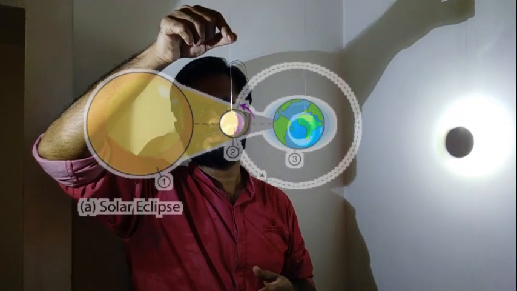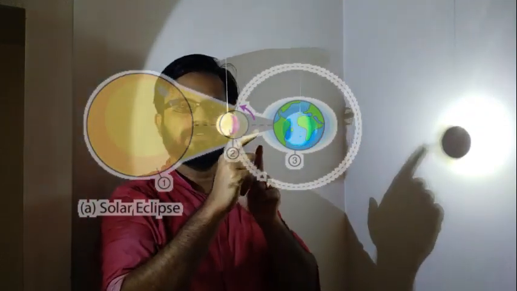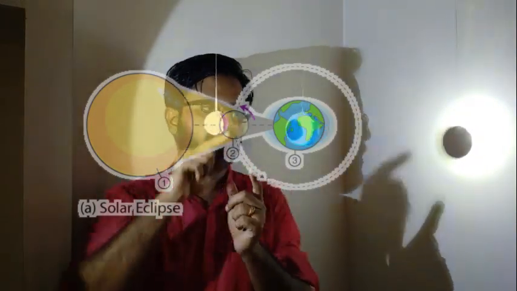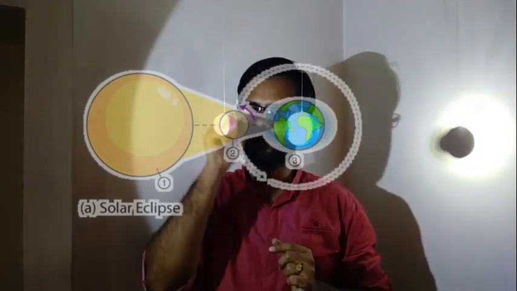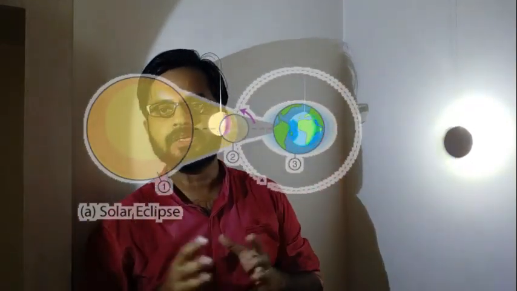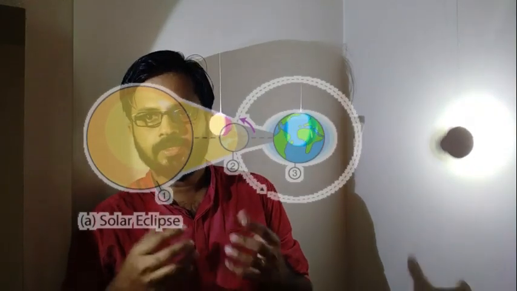When the shadow of the moon falls on the earth, that side of the earth will be completely dark. If you are observing the sun from this dark zone, if you are in that area, you won't be able to see the sun. Eclipse will be visible for you. So this is how solar eclipse takes place. When the moon comes in between the earth and the sun, solar eclipse takes place.